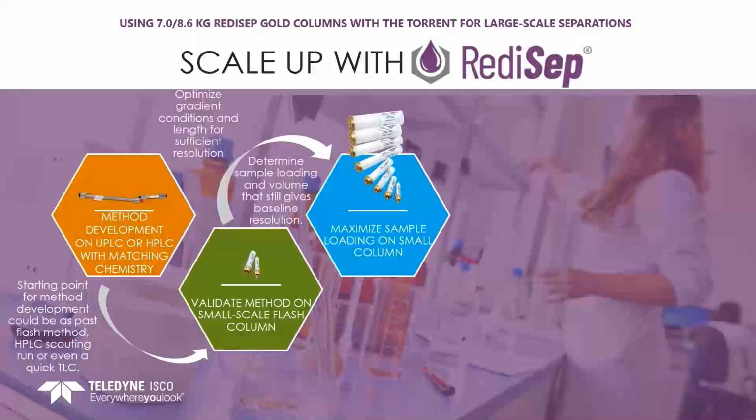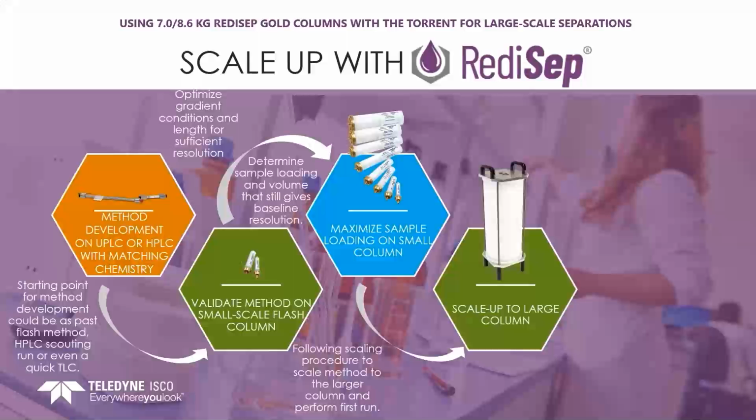At that point, you'd want to then optimize the gradient conditions and the length for sufficient resolution. And we also then determine our sample loading and the volume that gives us baseline resolution. So we want to maximize the sample loading on the small column. From that, we can go ahead and scale up to our larger columns. So you could scale up to a 3-kilogram column, or even our 8.6 or 7-kilogram column. This large column is shown here. And so you can follow a scaling procedure to scale the method to the larger column and go ahead and perform that first run.